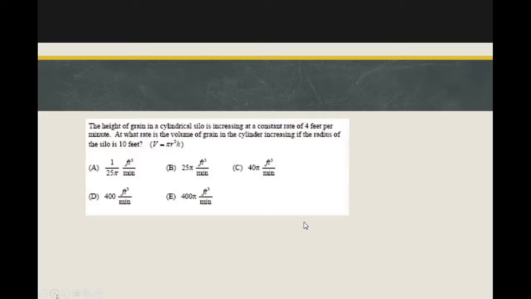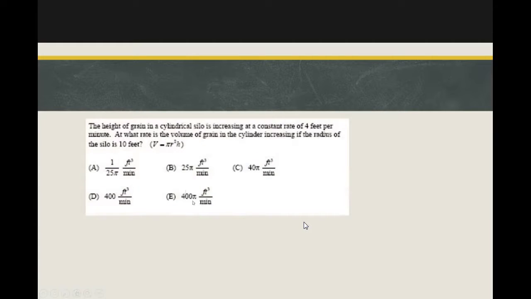Okay, number 2, the height of the grain in a cylinder silo is increasing at a constant rate of 4 feet per minute. The correct answer here was E, 400 pi feet cubed per minute. So again, it didn't help you in this case, but if it asks me for a rate of volume, one of the things I always do is look at my answers and look to see if they're all cubic. If the units aren't all cubic on them, then I can eliminate them.